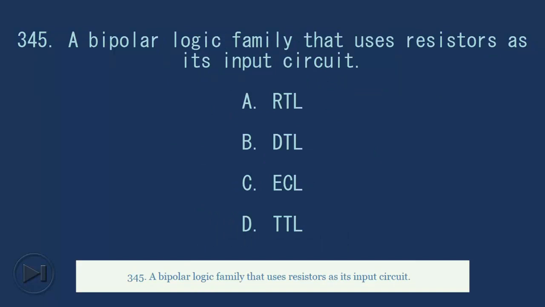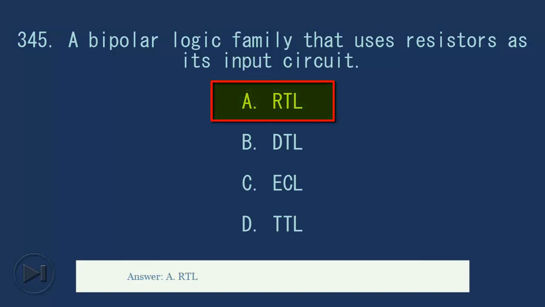345. A bipolar logic family that uses resistors as its input circuit. A. RTL. B. DTL. C. ECL. D. TTL. Answer, A. RTL.